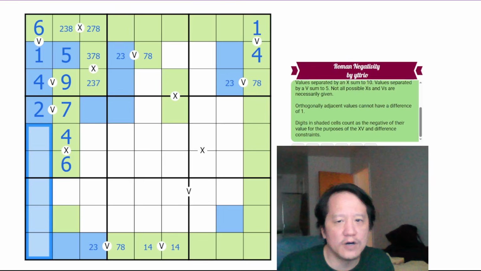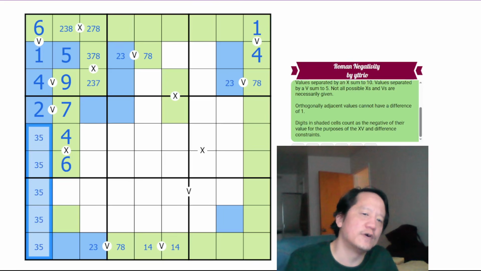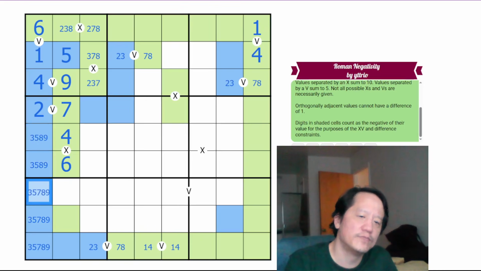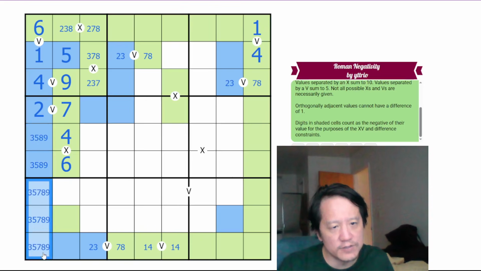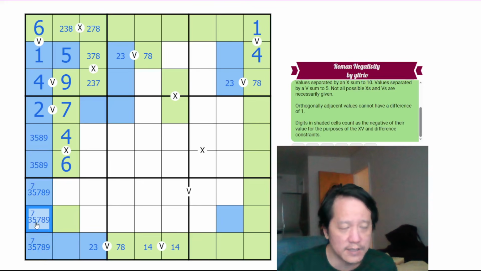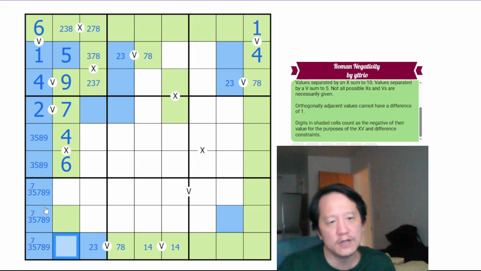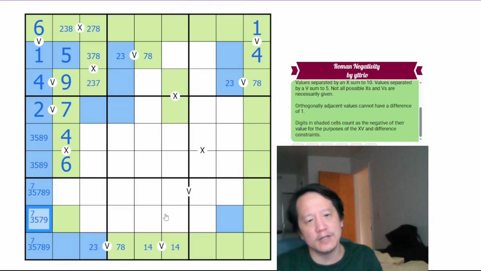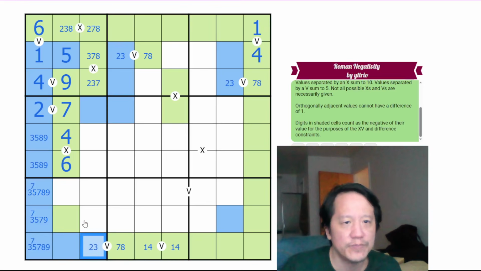Remaining digits of column 1. We have 3, 5, 7, 8, 9. No 7 here. So 7 has to be one of these 3 digits here. So if this were an 8, that would have a value of -8, which would definitely be consecutive with a -7 in one of these remaining cells. So this cannot be -8 there.